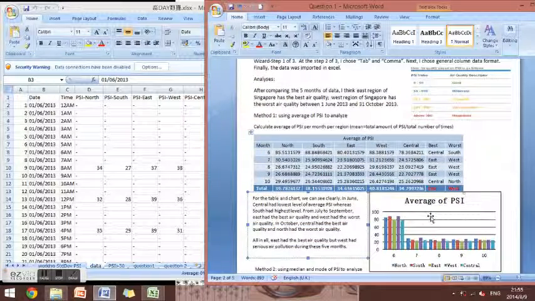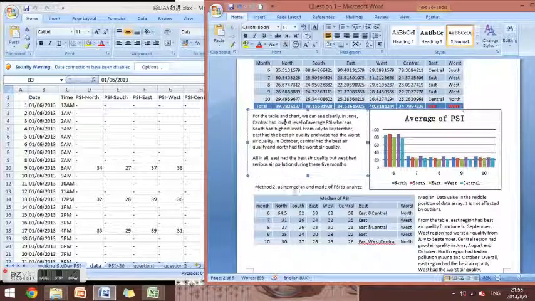From the table and the chart, we can see clearly that in June, the Central region becomes the best place, which has good air quality. From July to September, the Eastern region has the best air quality, but the West region has the worst air quality.